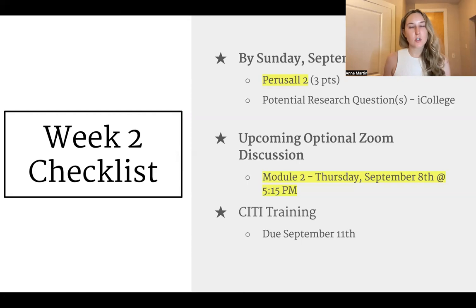For the lecture, try to leave a comment, and then for the slides and the open-ended questions, you can leave 2 to 4 comments there. And then the multiple choice questions, if you want to do those, will contribute to your grade as well. But it is possible to get the full 3 points by only leaving annotations if you're not feeling the multiple choice. And also by Sunday, September 4th, you are going to write your potential research question in iCollege.